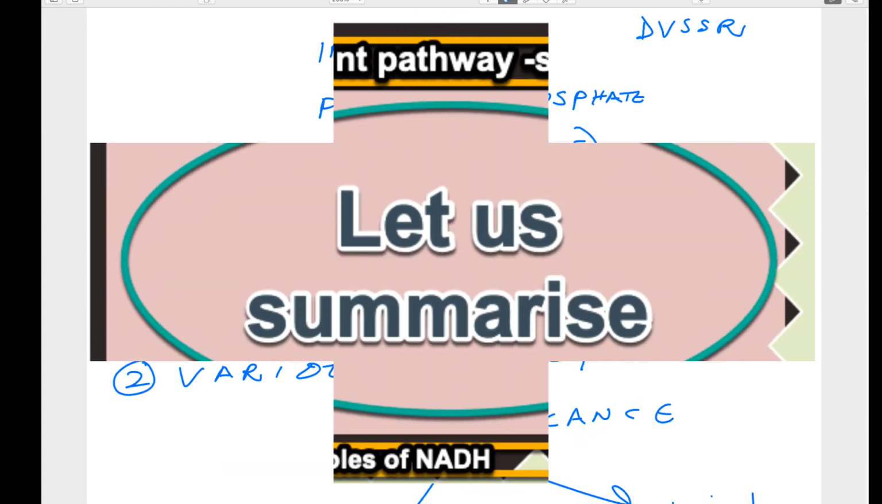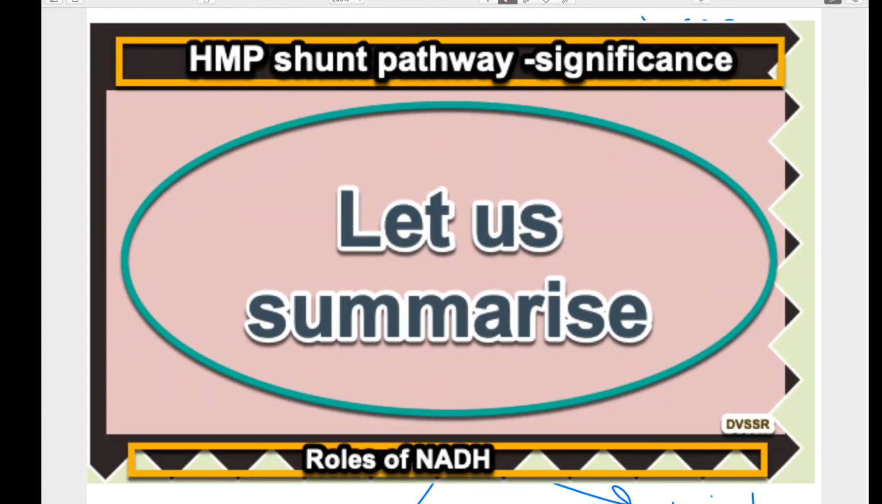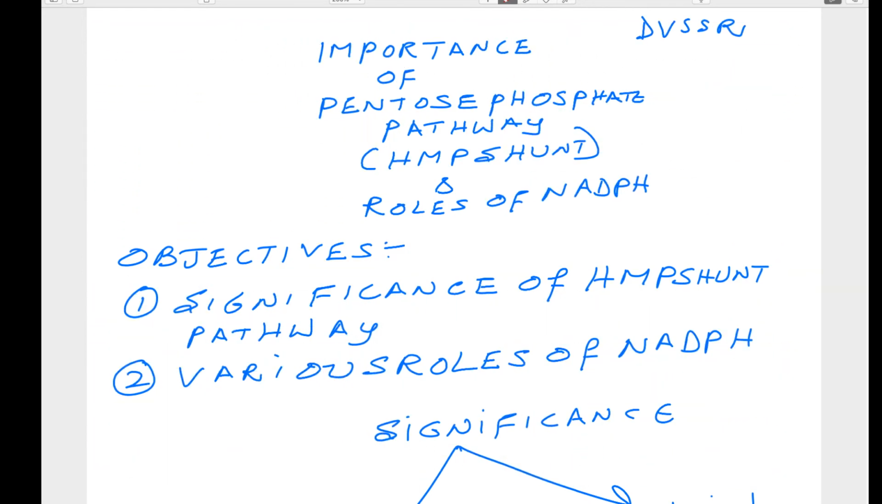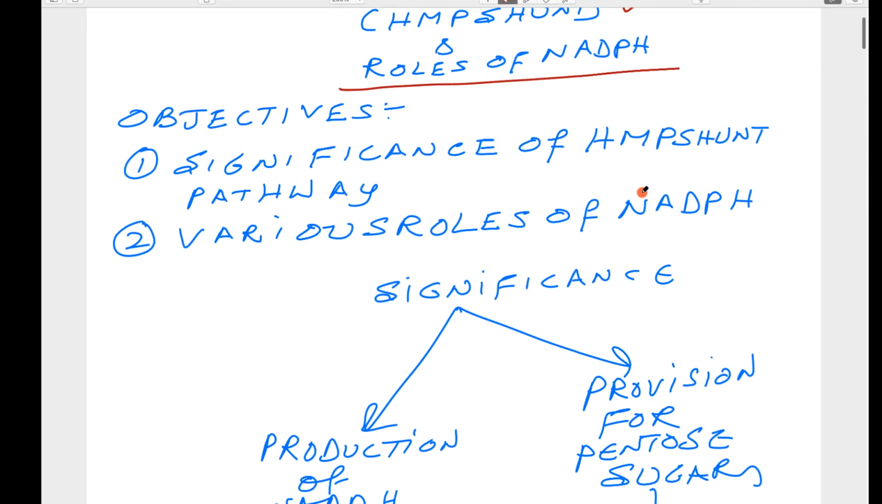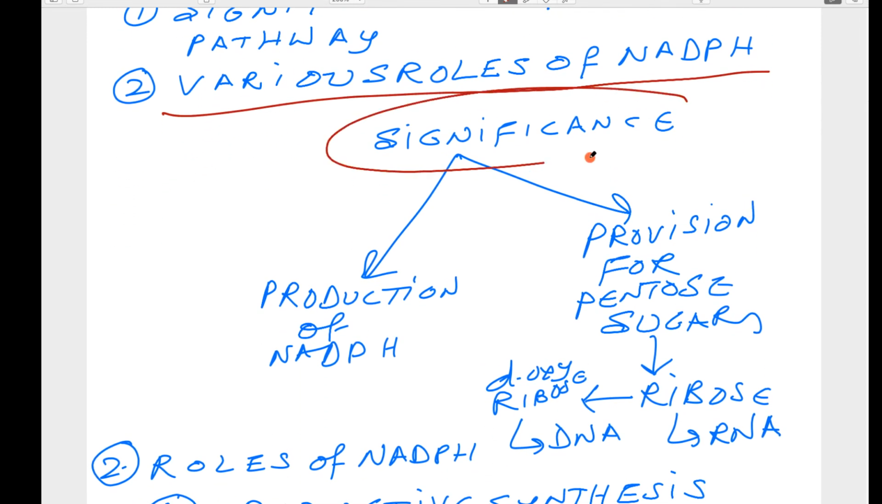I will summarize whatever we talked about so far. A very important aspect related to the pentose phosphate pathway, also known as the HMP shunt pathway, and we have also discussed the roles of NADPH. For this session, we selected two objectives: the significance of the HMP shunt pathway and the various roles of NADPH. Other aspects related to HMP shunt, like glucose 6-phosphate dehydrogenase and its deficiency, we will discuss in the next session.